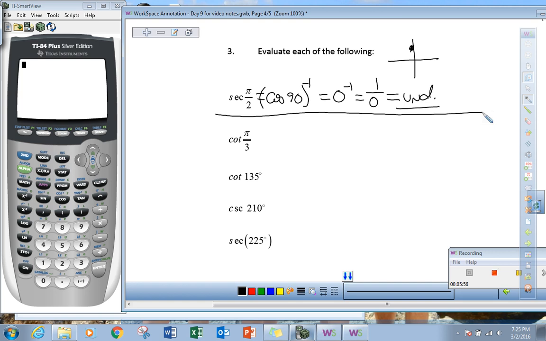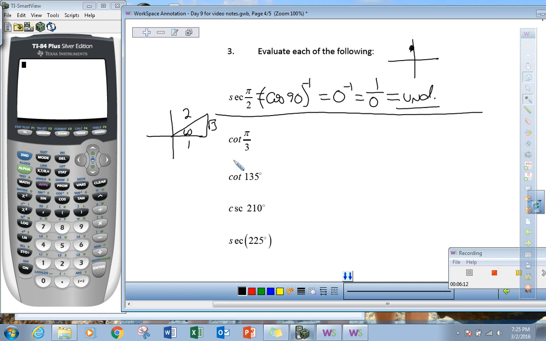Here goes my cotangent of pi thirds. In terms of a triangle, it means I got a 60-degree angle right there. Means this side must be radical 3, this must be 2, and this must be 1. Well, think about this.